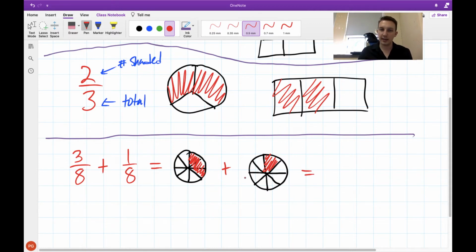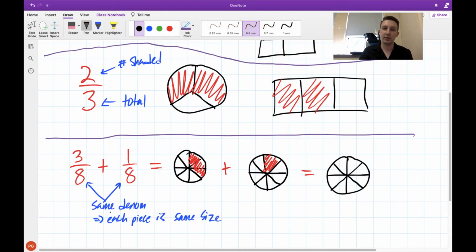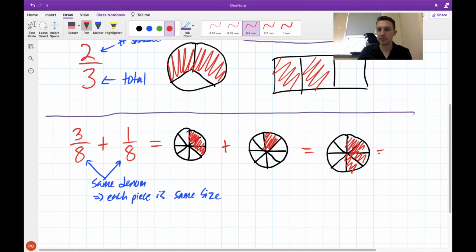Now if we imagine adding these together, we've got 3 pieces here, we've got 1 piece here, and they're all the same size, right? If you notice the bottom here is the same, it's cut into the same number of pieces, which means that each piece is the same size. So if we know that each denominator is the same, so each piece is the same size, then we can add these pieces together. We've got 3 pieces over here, 1 piece over here. That means we have a total of 4 pieces afterwards. So we've got 4 out of 8 total pieces, so our answer would be 4 over 8.